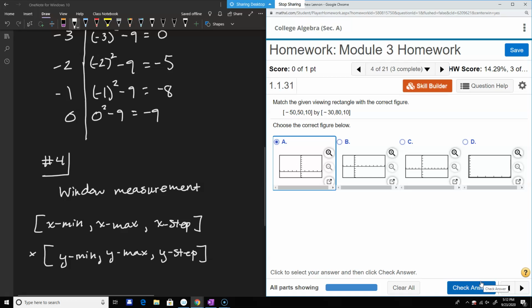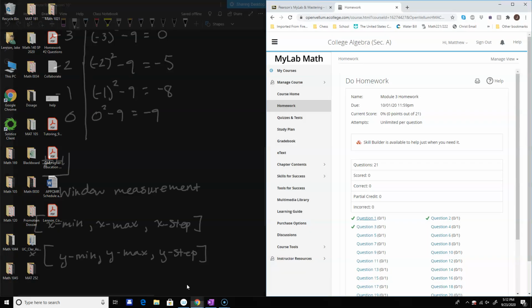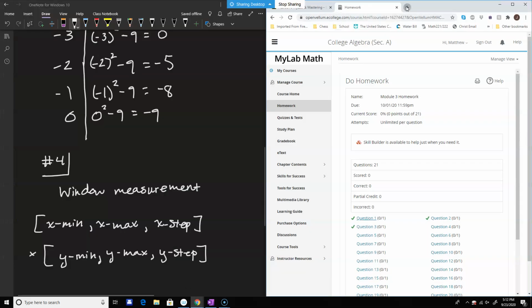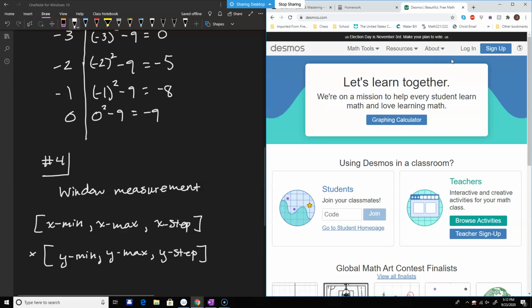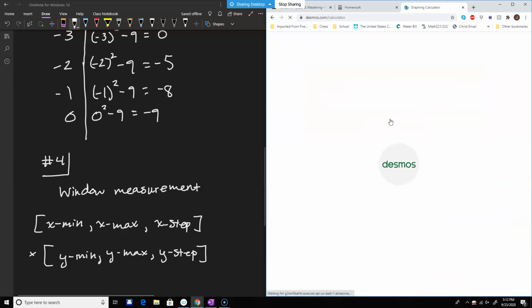So that one won't really come up too often for us in terms of tools, but if you are using a graphing calculator, if you click the window button on a graphing calculator, a lot of times it's going to have that sort of thing. I think if you go to Desmos, and say we want to go to their graphing calculator.